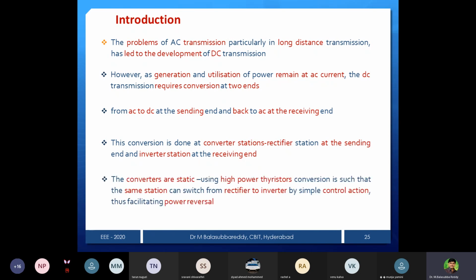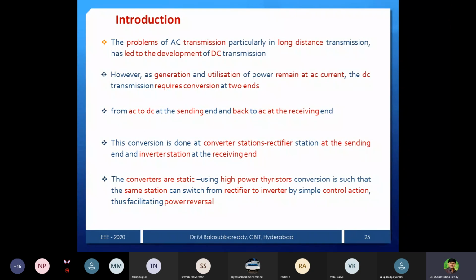And the converters are static, because there are no rotating parts, using high power thyristors, whether it is a 6 pulse or a 12 pulse converter. High power rating devices are used, and the same can be switched from rectifier to inverter or inverter to rectifier. Power reversal is also possible. That is anyhow known to you, and we will come back to it in the second unit also.